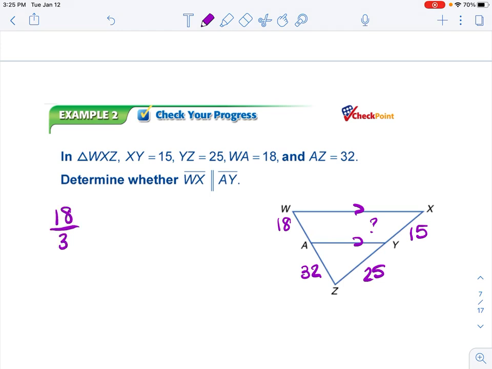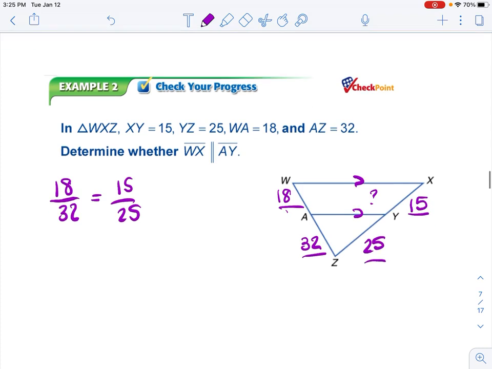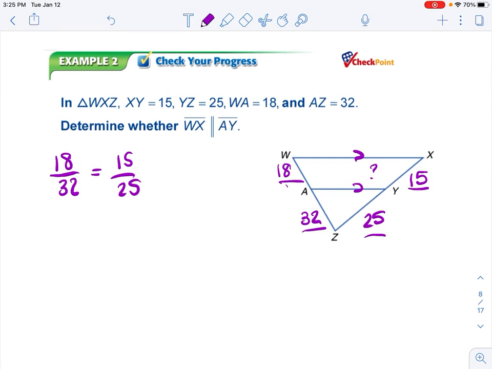We can set up fractions between the sides of this over this, which means I need to do 15 over 25. I'm going to check if my fractions reduce to the same thing. So I get 9 over 16, but on this side I get 3 over 5. Now notice as a decimal, they're sort of close to the same thing, but as a fraction, they're nowhere near the same thing.